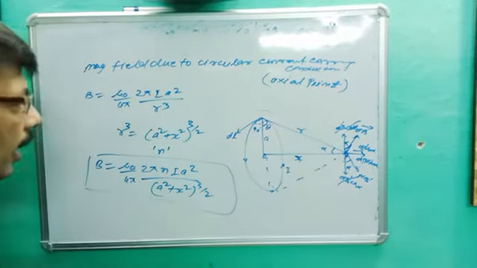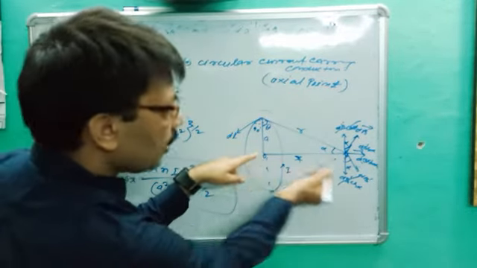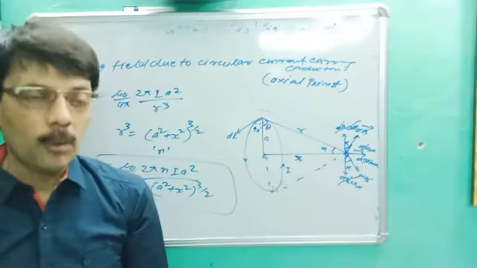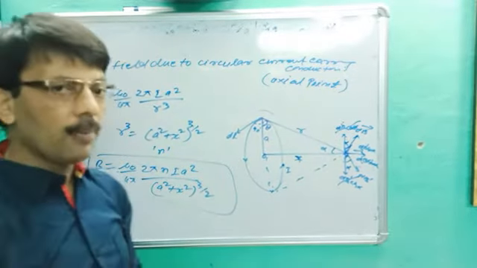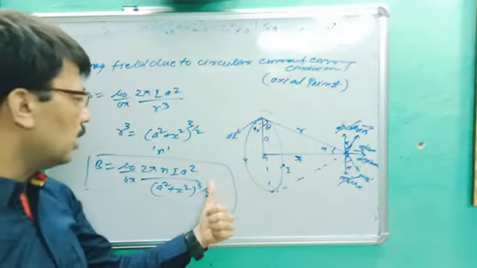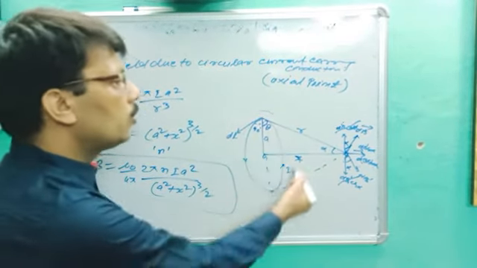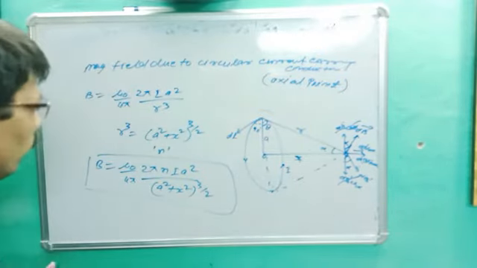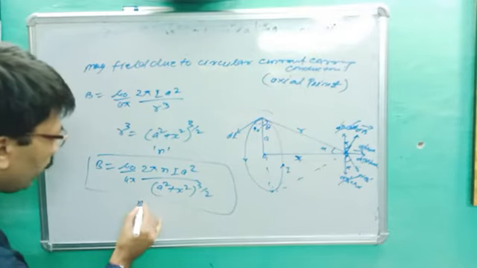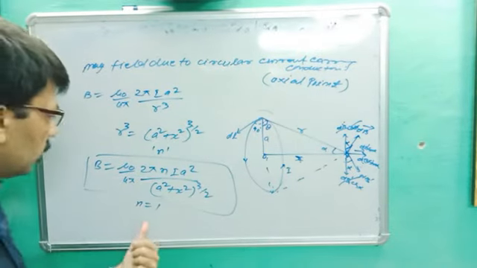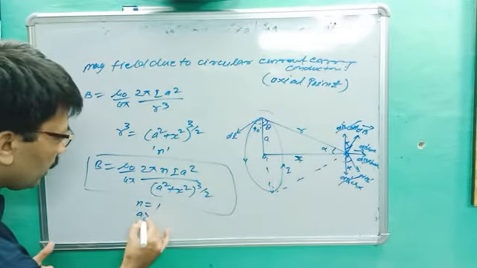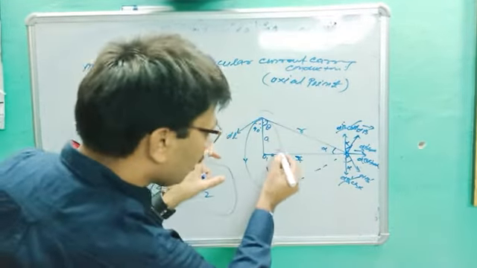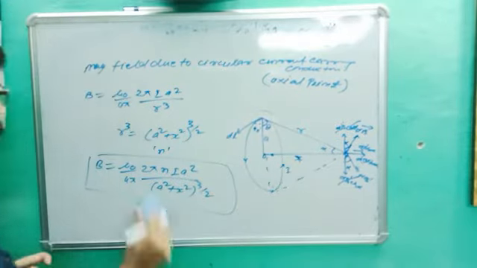Okay. If I ask what the magnetic field is at the center, because this formula is for the axial point, B is equal to mu naught upon 4 pi, 2 pi n I a square upon a square plus x square, whole power 3 by 2. This is the magnetic field due to a circular current carrying coil at the axial point. If I ask what is the magnetic field at the center, you have to put n is equal to 1 for a single coil. If n is equal to 1 and a is much greater than x, it means x is inside the radius, so it could be negligible. So we will get the answer.